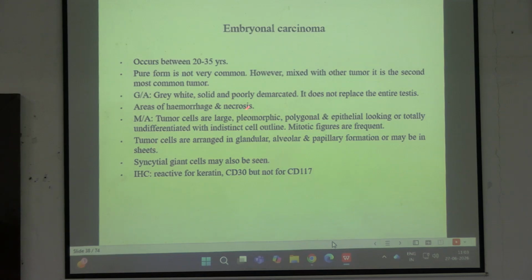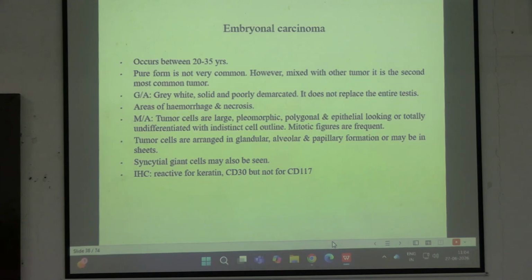Gross appearance grey white, solid and poorly demarcated. Of course, aggressive tumors very often are not well demarcated. We know that. It does not replace the entire testis. Areas of hemorrhage and necrosis will be present. It was not present in which tumor? Hemorrhage and necrosis usually not present in seminoma, right?